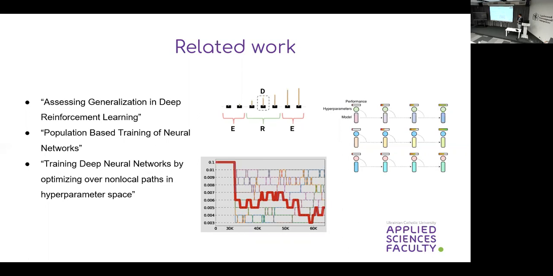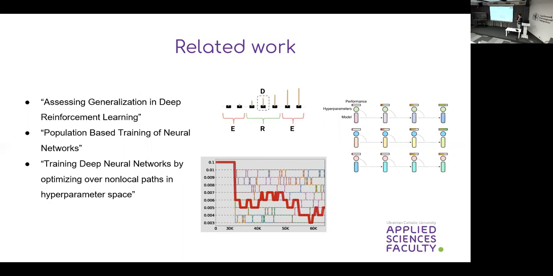Second one is the recent research made by DeepMind called population-based training of neural networks. They're focusing on optimizing hyperparameters. They're using multi-agent setup to train in parallel. And population-based training is basically kind of genetic algorithm.